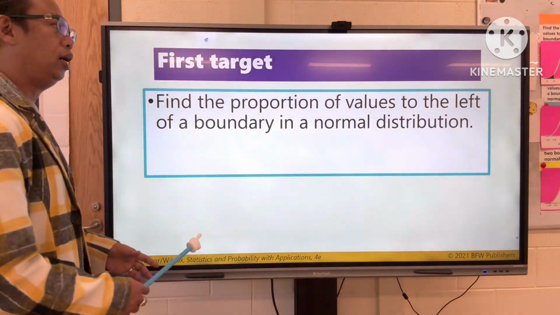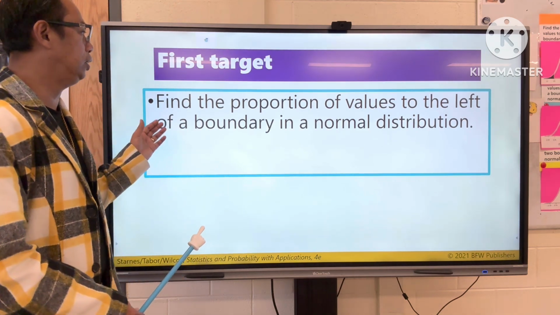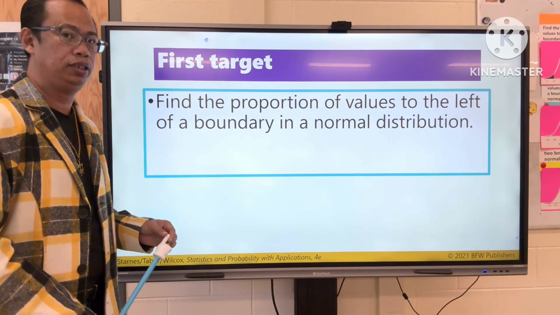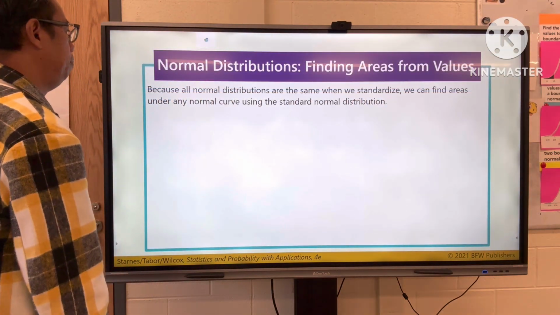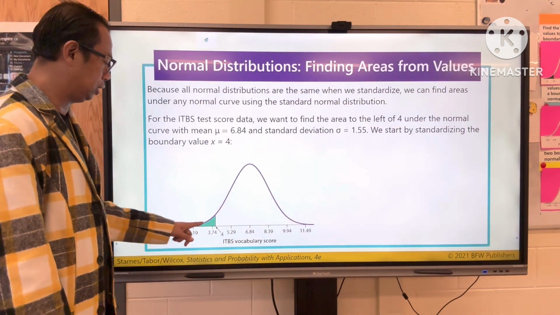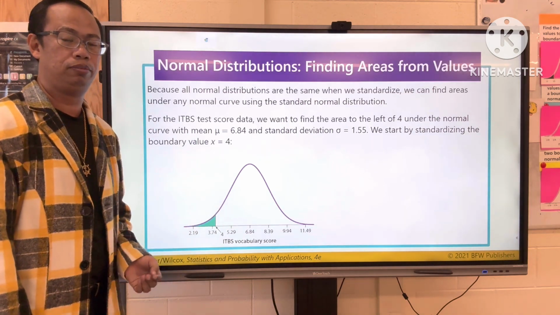So the first target, if you still remember, we're going to the left side, no? So we asked to find the proportion of the value to the left of a boundary in a normal distribution. So how do we get that? So we have here the sample problem. So we got the 4, and then this is the shaded area. This is our first example, if you still remember.